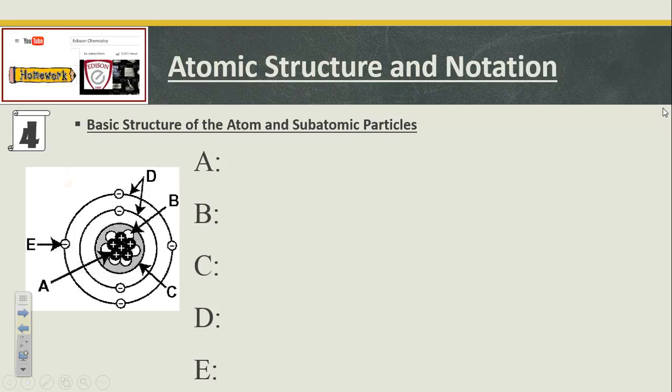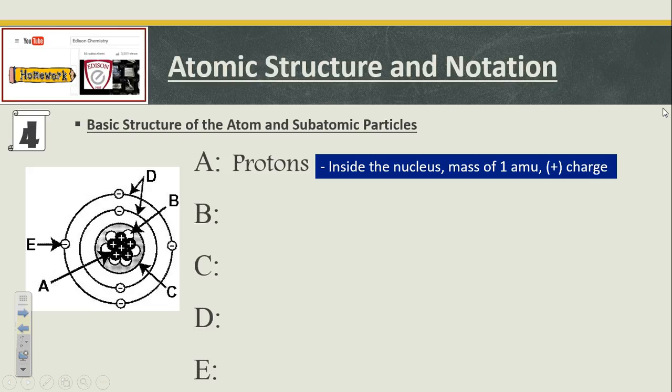So here we go. First thing you got to know is about the basic structure of the atom and the subatomic particles. So, A, protons. You can see it's pointing to the positive charged things. So they are always inside the nucleus. They have a mass of 1 atomic mass unit and a positive charge. That's just the definition of a proton. Know it, love it, tattoo it on you.